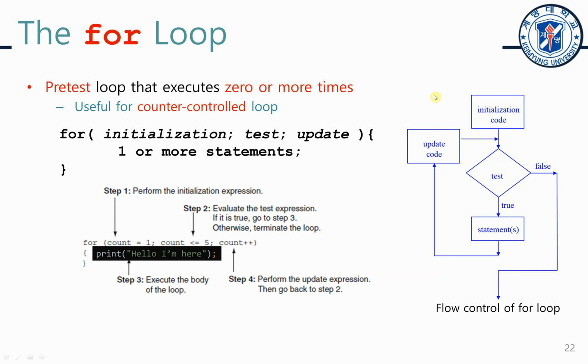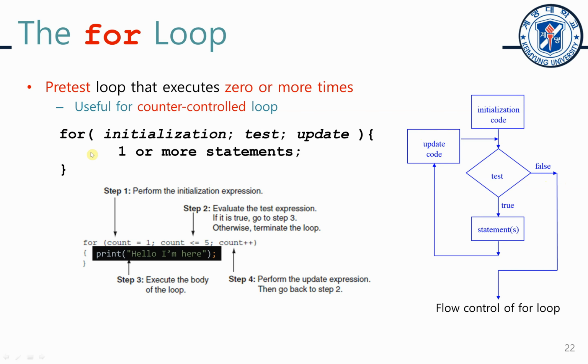And this is the flow control. First we have the initial code, and then we test the condition. If the condition is true, we execute the statement. Before we test the condition again, we update the code and then test the condition. This update allows the condition to become false, because if the condition does not become false, it will run infinitely. We've already discussed this.